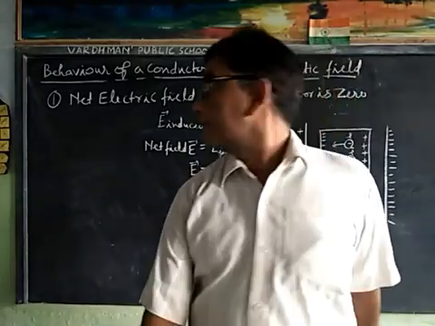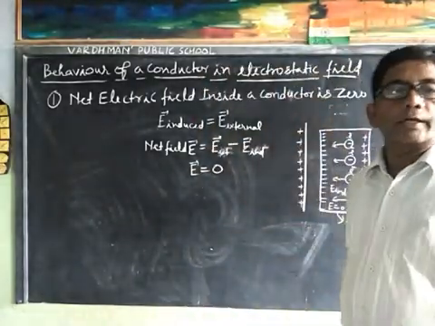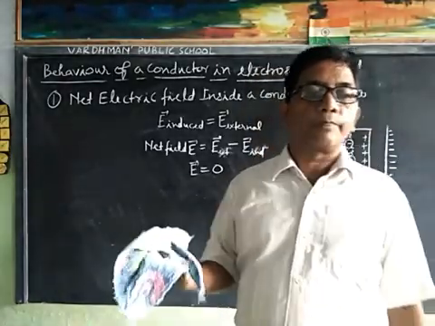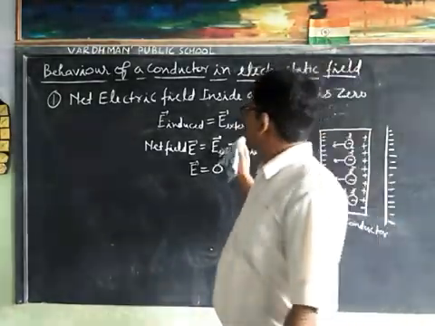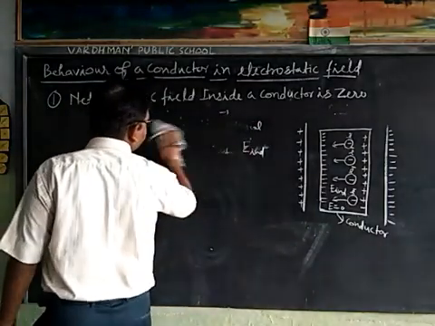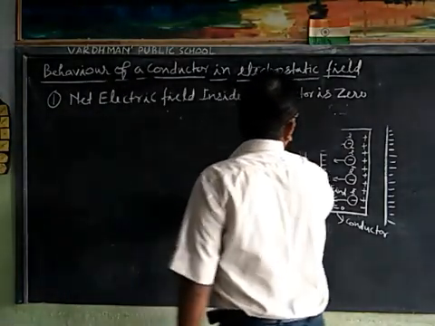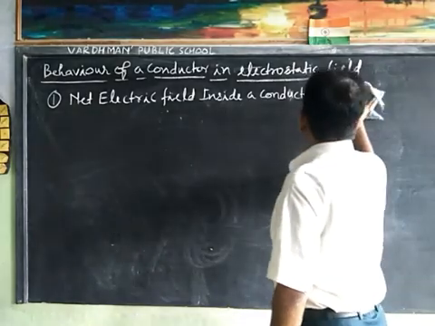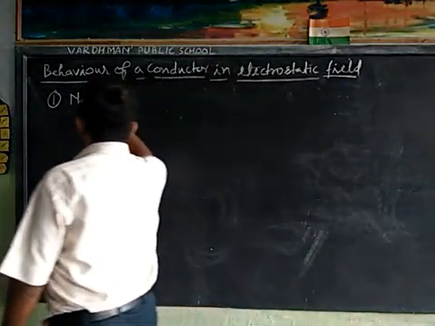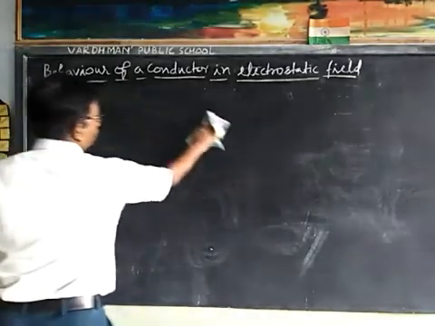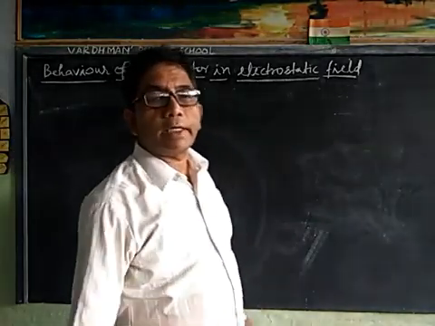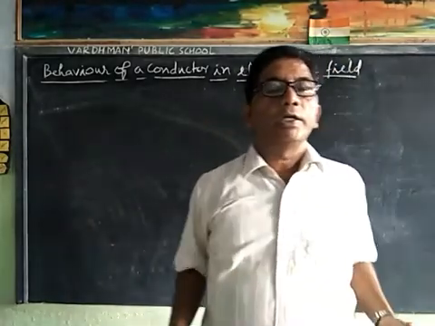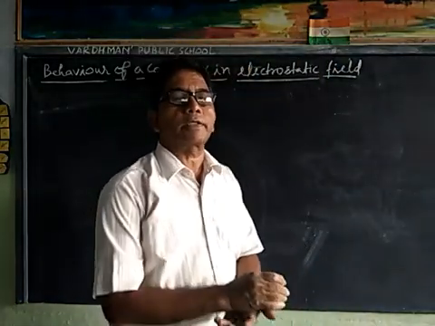Now second, net charge inside a conductor is 0. Net charge inside a conductor is 0 and extra charge given to it resides on its surface.